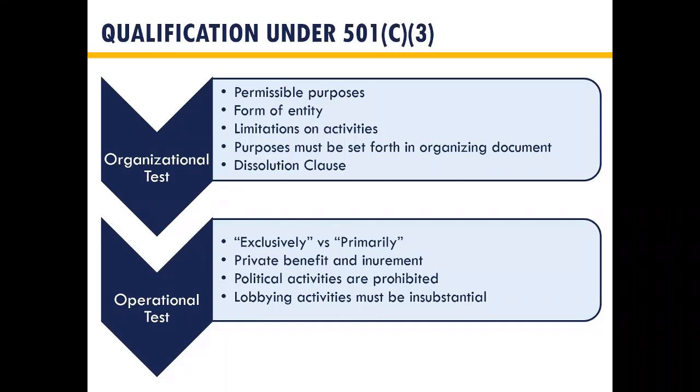Now, under the operational test, an organization will be regarded as operated exclusively for exempt purposes if it engages in activities that accomplish the tax exempt purpose under 501c3. Activities that are more than insubstantial and do not further the exempt purpose will cause an organization to fail this test.